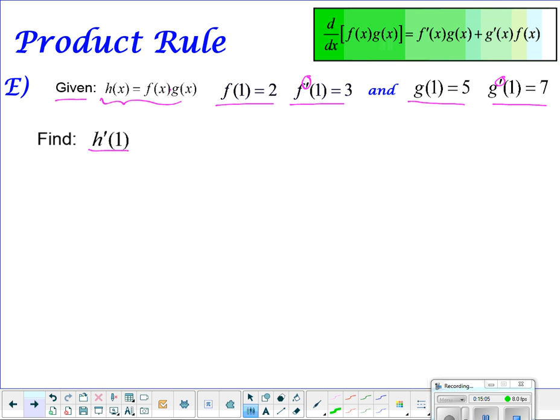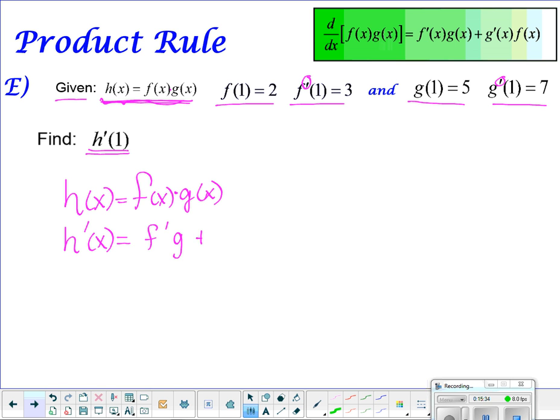So how would I find the derivative of h at x equals 1? Well, I'd look up here and see how to create h. H of x is equal to f of x times g of x. Now, if I want to take the derivative of h of x, then I'm going to follow the product rule since I have two things multiplied. Derivative of the first times the second plus derivative of the second times the first would look like f prime g plus g prime f.